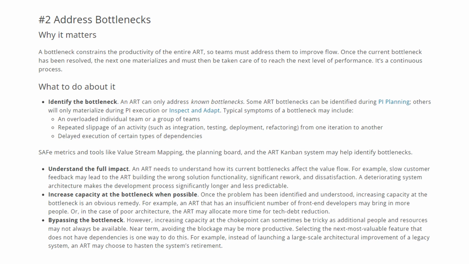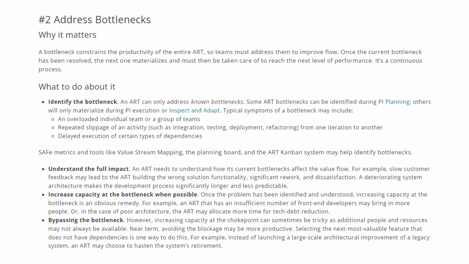So how am I going to deal with these bottlenecks? SAFe metrics and tools like value stream mapping, the planning board, and the ART Kanban system may help identify the bottlenecks. Understand the full impact. An ART needs to understand how its current bottlenecks affect the value flow. For example, slow customer feedback may lead to the ART building the wrong solution functionality, significant rework, and dissatisfaction. A deteriorating system architecture makes the development process significantly longer and less predictable.